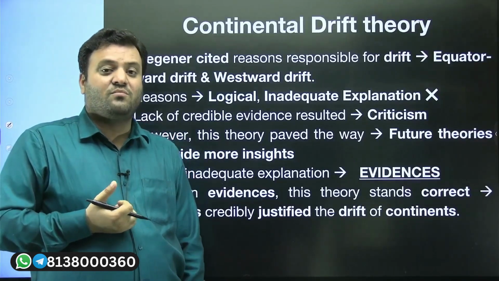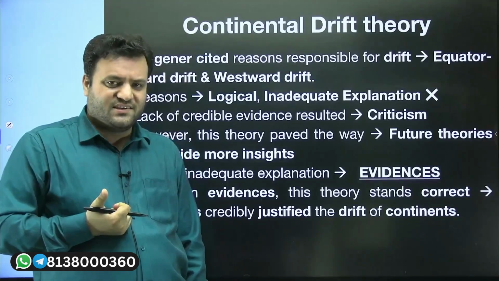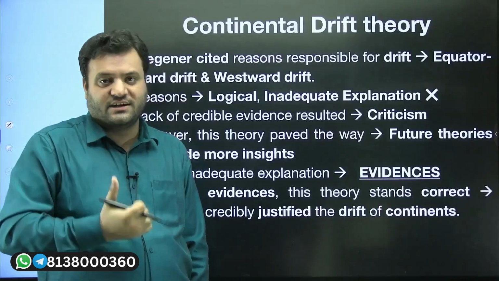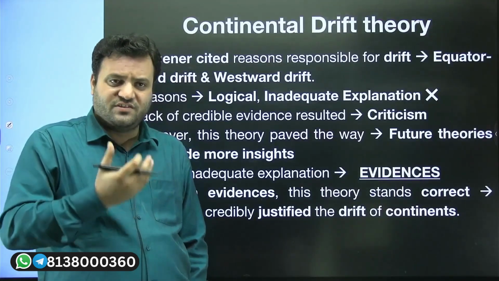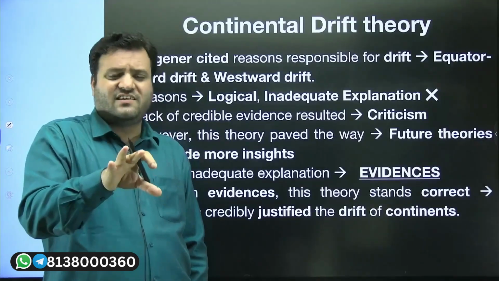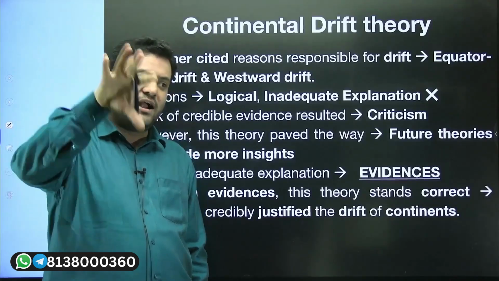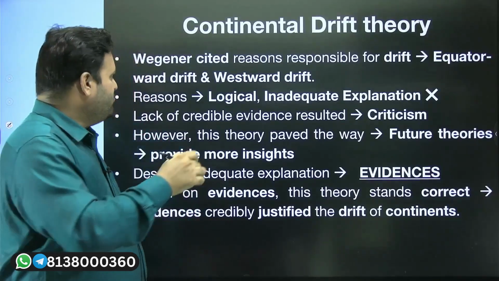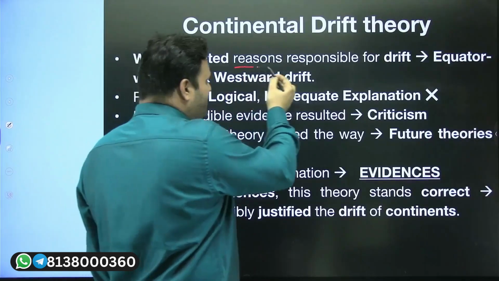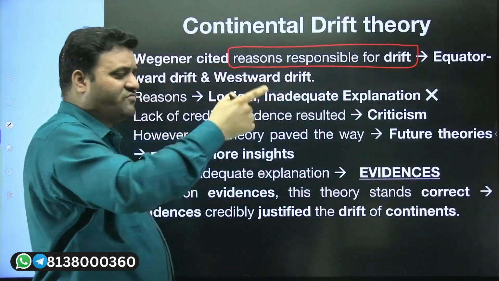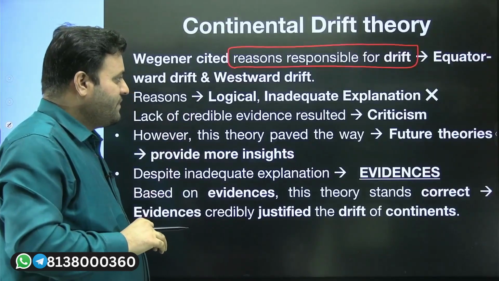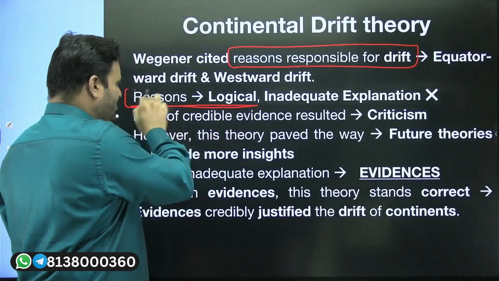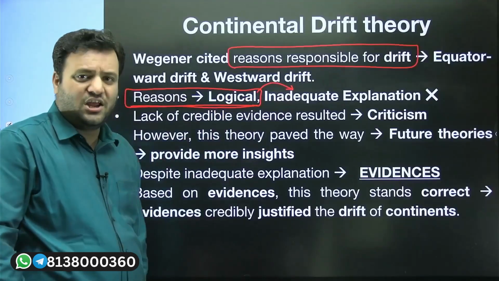Wegener cited some evidences, and based on his evidences, yes, to some extent the theory of continental drift seems plausible. Based on the evidences propounded by Alfred Wegener, we can say the continents which we see nowadays were part of each other to some extent. I am telling, okay, to some extent we can. So yes, the reasons which are responsible for drift, means the equatorward and westward movement, were not adequately mentioned. The reasons which were there, though logical, were featured with inadequate explanation.